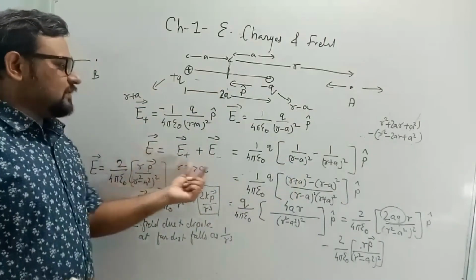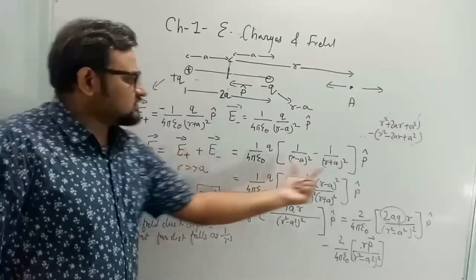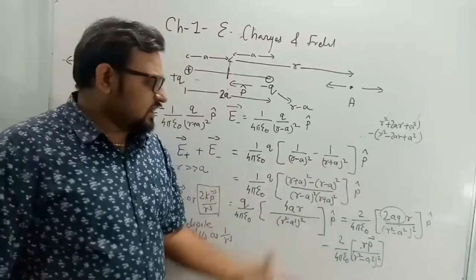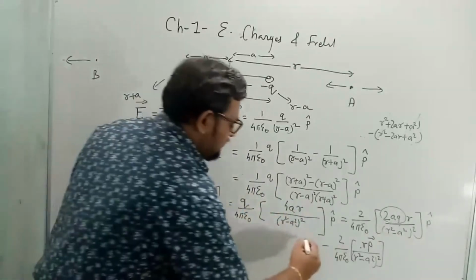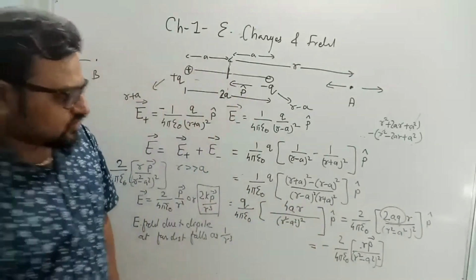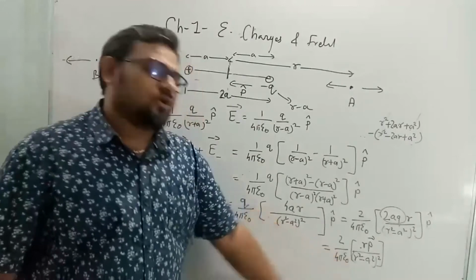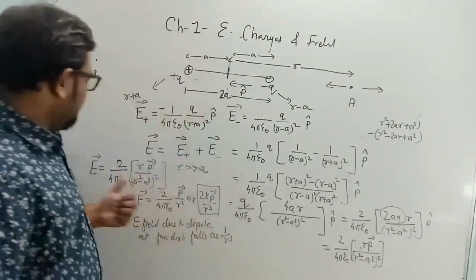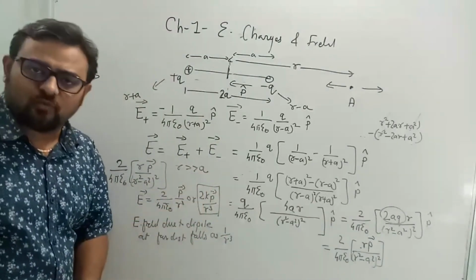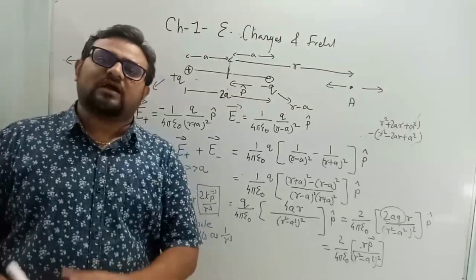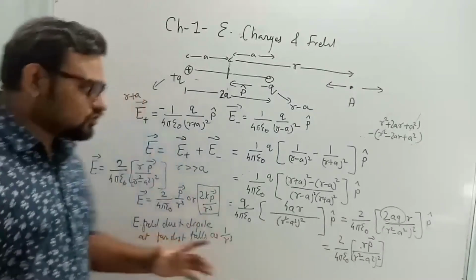Now the total electric field will be E plus plus E minus. So I'm just adding these two vectorially. Okay, so E plus this, E minus this. I have added it. And finally we get that electric field E is equal to 2 by 4 pi epsilon 0 rp upon (r square minus a square) whole square. And when the distance is too large, a is negligible, it will be 2kp by r cube, and the electric field falls as 1 by r cube for a dipole at large distance.